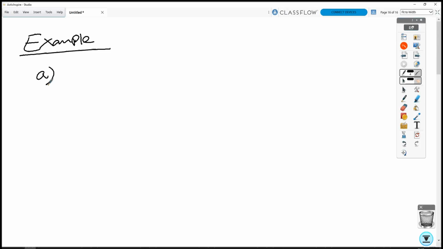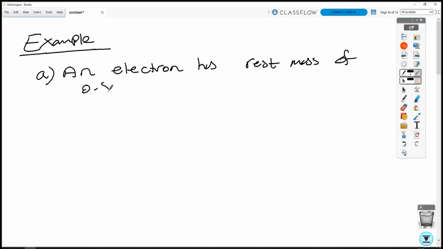So we'll do a few questions here. Part A: an electron has rest mass of 0.51 mega electron volts. How much is this in joules?